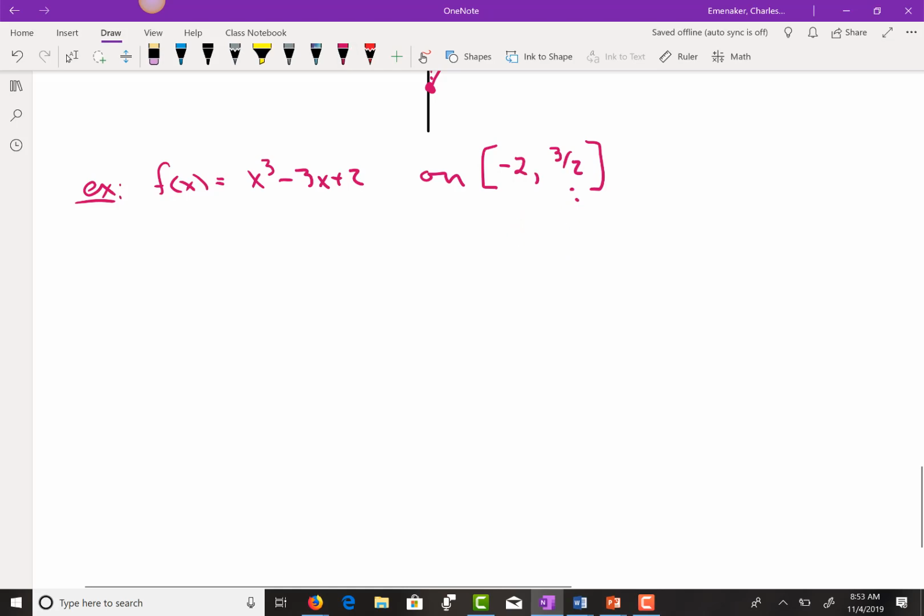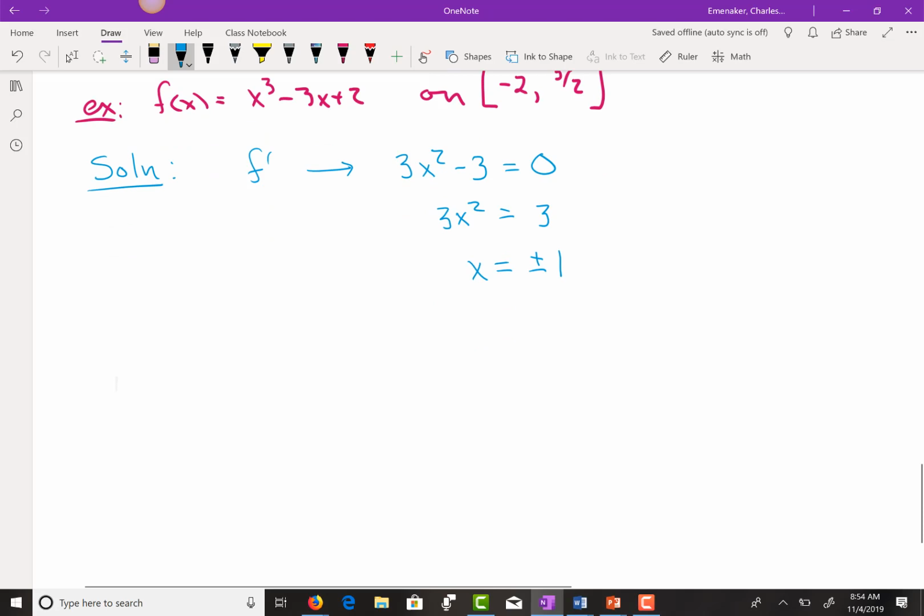To solve this for a max or a min point, first thing you do is you take the derivative, which is this 3x squared minus 3. You set it equal to 0. This is going to give you 3x squared equals 3. X equals plus or minus 1. Does that make sense to everybody? I kind of sped through that.